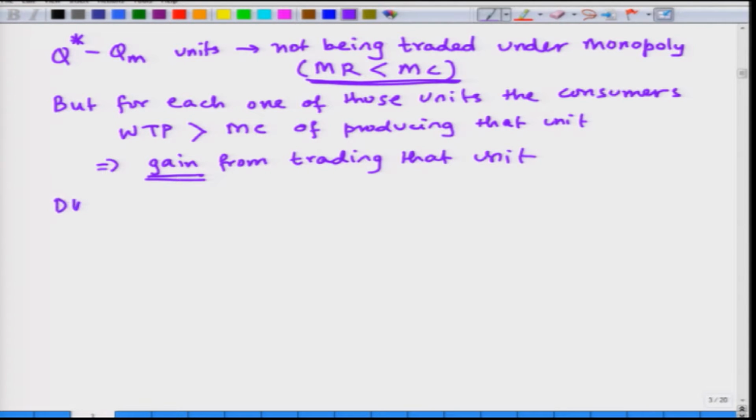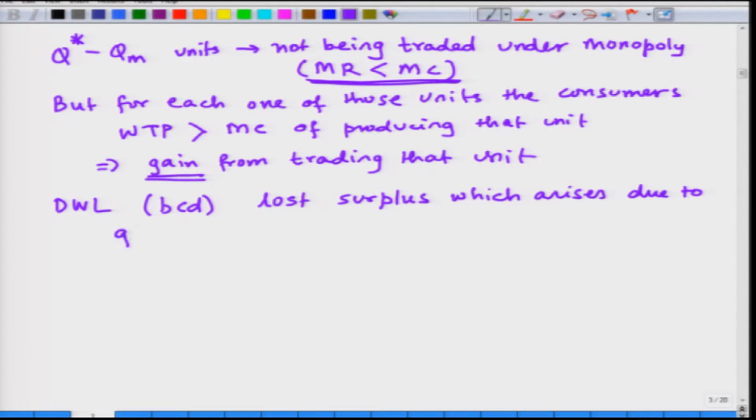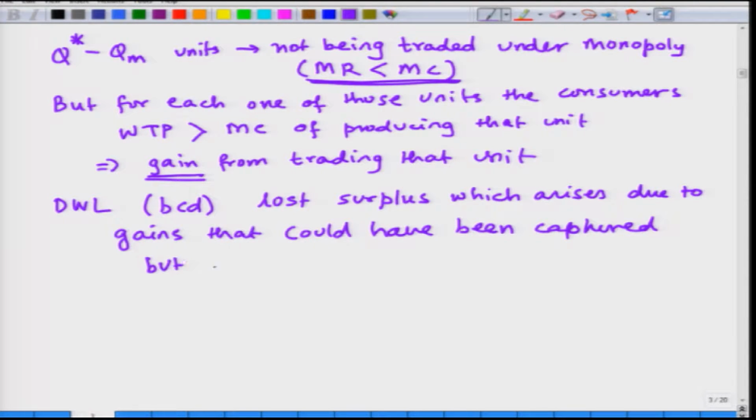So, the deadweight loss, which is the triangle BCD, can be interpreted as the lost surplus which arises due to gains that could have been captured, but are not being captured, right. Why? Because the monopolist is not interested in trading those units.